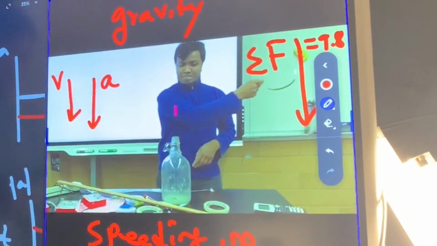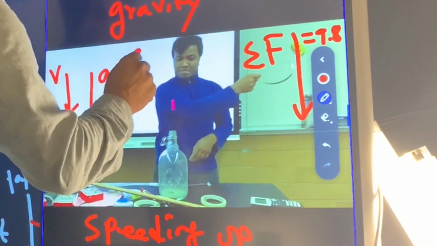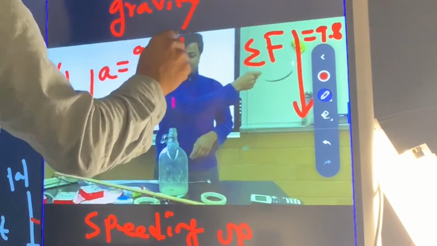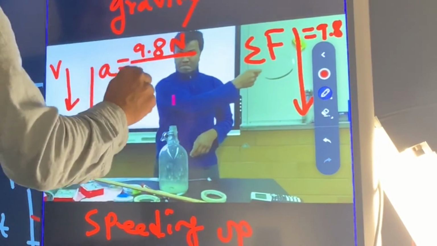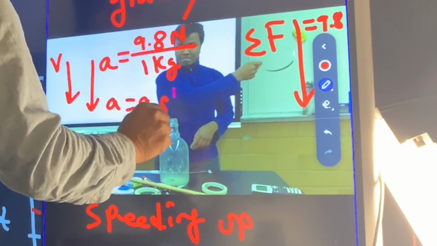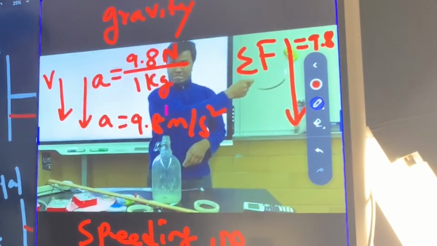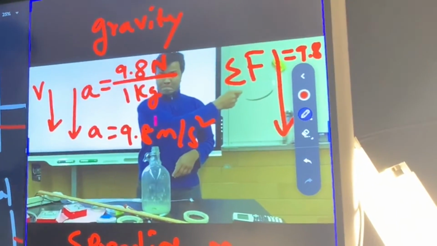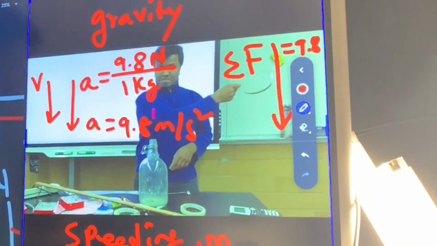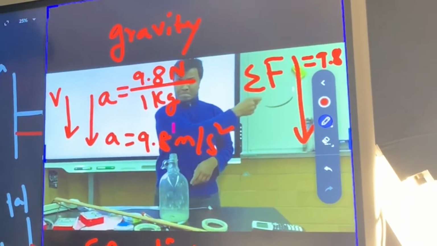So what is the acceleration? The acceleration is 9.8 Newton divided by 1 kilogram. So the acceleration is 9.8 meters per second squared, down. This is the reason the object is speeding up. And once again, what is the source of net force? Gravity. Gravity is the source of net force.